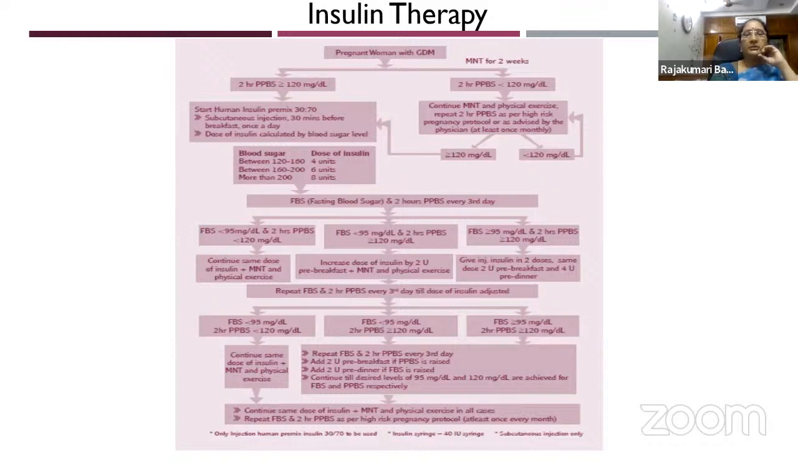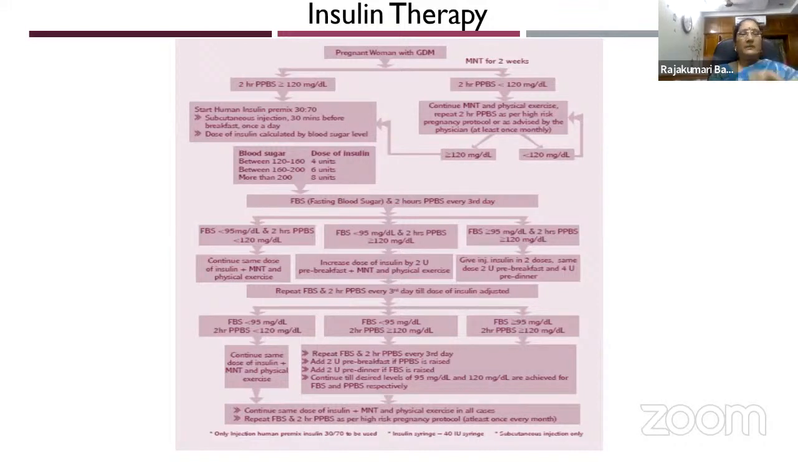Then check fasting blood sugar and 2 hours postprandial blood sugar every third day. If the FBS is less than 95 and PPBS less than 120, continue the same dose, MNT and physical exercise. If the FBS is less than 95 and PPBS more than 120, increase the dose of insulin by 2 units pre-breakfast, plus MNT and physical exercise. If the FBS is more than 95 and PPBS more than 120, give insulin injection pre-breakfast and pre-dinner also. And repeat FBS and PPBS every third day until the dose of insulin is adjusted.